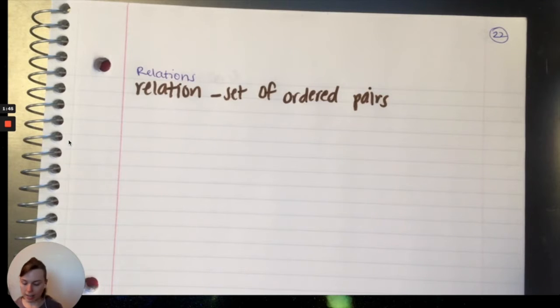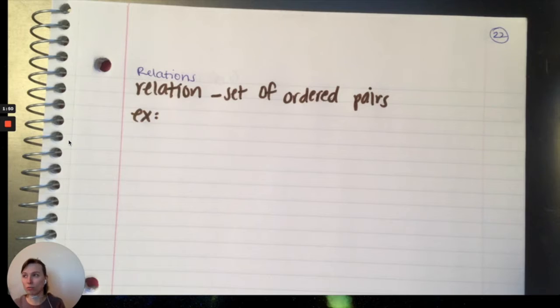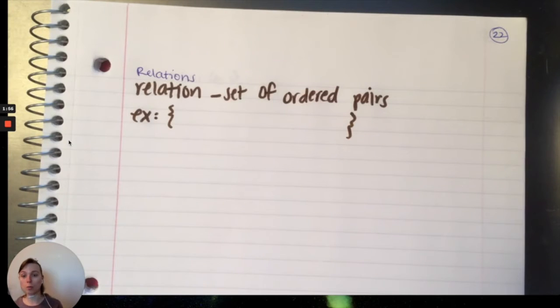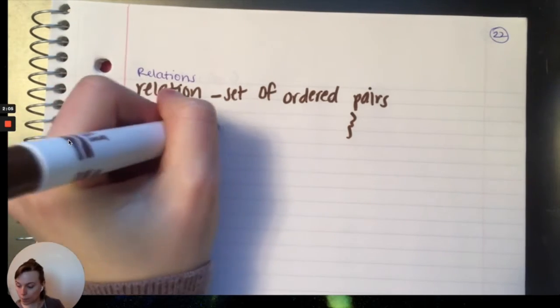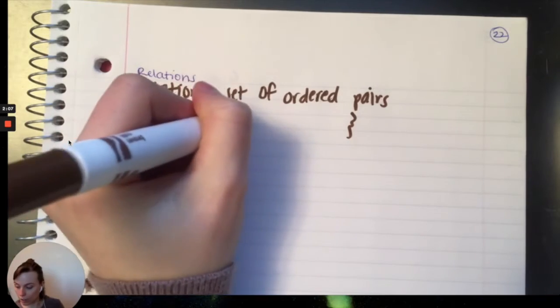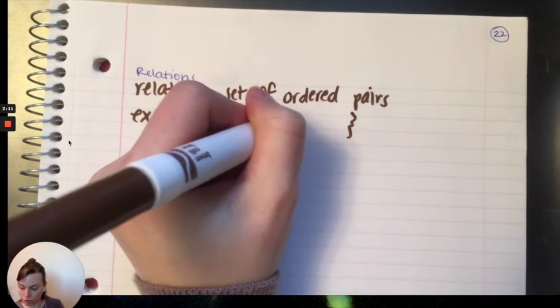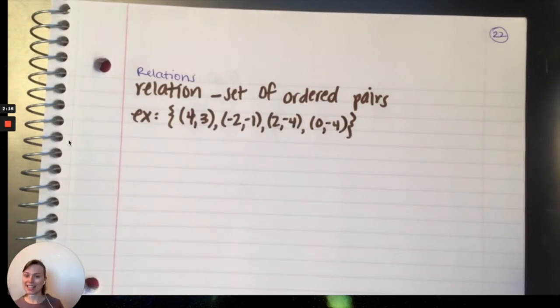All right, and now we're going to draw a bunch of examples, because you can write a relation or draw a relation in lots of different ways. An example is we use fancy brackets or braces to say it's a set. Those are set notation. So an example would be {(4, 3), (-2, -1), (2, -4), (0, -4)}. Boom. So this is a set of ordered pairs.